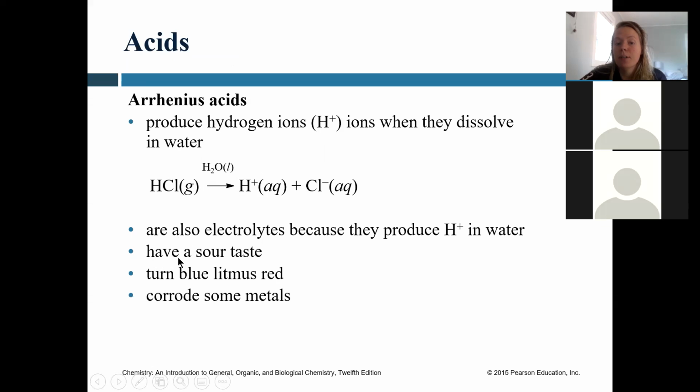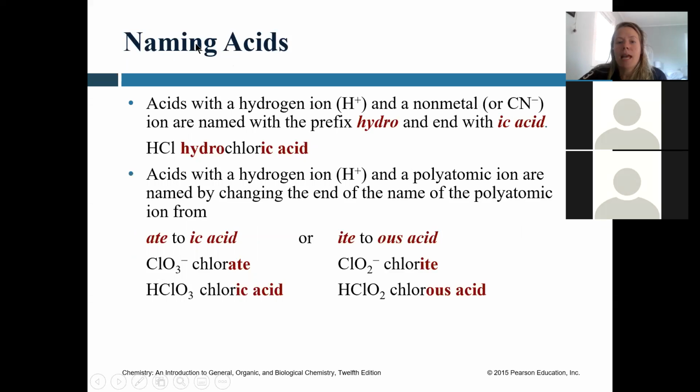A couple other properties: it'll have a sour taste, it'll turn blue litmus paper red, and it tends to corrode metals. Okay, acids will corrode metals. As far as naming acids are concerned, acids will have an H in the front and it'll have some sort of nonmetal. The nonmetal could be either a polyatomic ion, or it could be just a binary acid with one other material. If it's one other material like this, we call this hydrochloric acid. We ic the root of the second name.